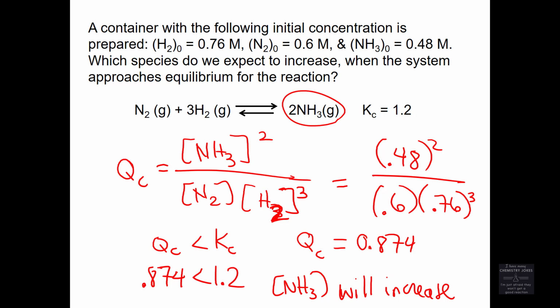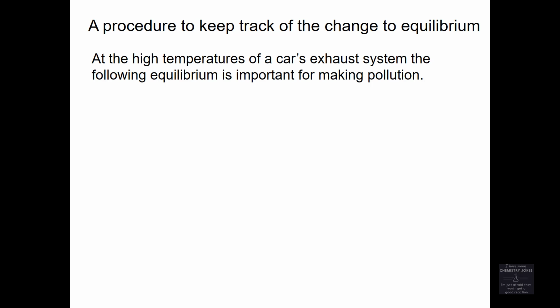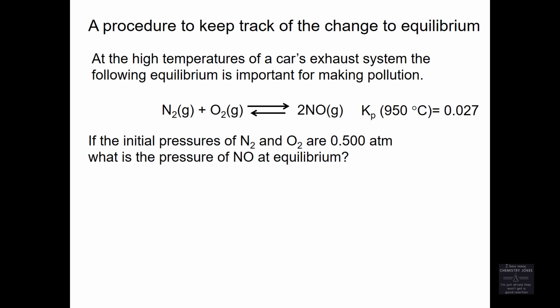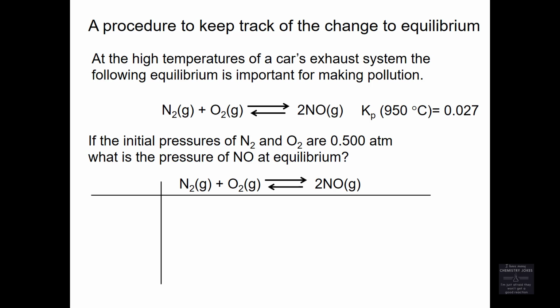Let's do another problem. Problems and problems and more problems. At the high temperature of a car's exhaust system, the following equilibrium is important in pollution. This one. If the initial pressures of N2 and O2 are this, what's the pressure of NO at equilibrium? How the heck do I start? I'm going to write a rice table, an ice table, an ice box. A rice table begins with the reaction, and that's N2 plus O2 yields 2NO. The initial concentration.